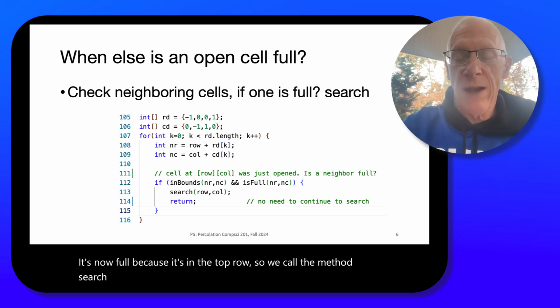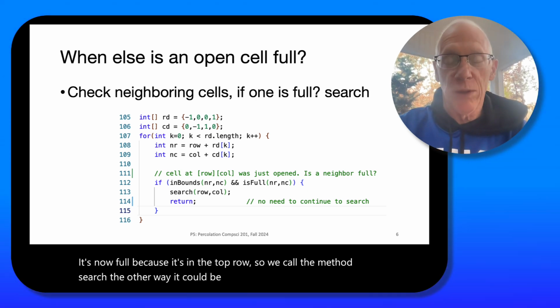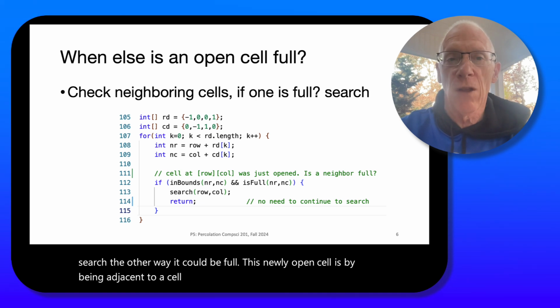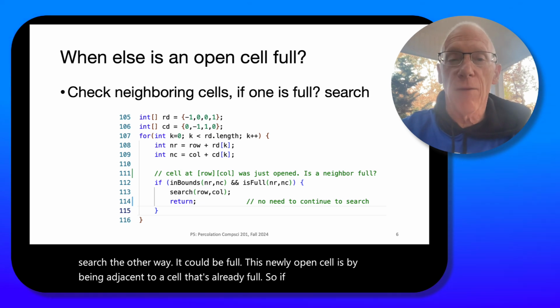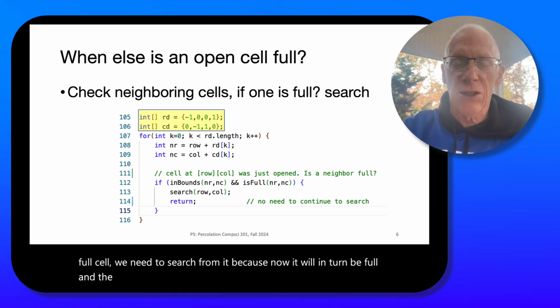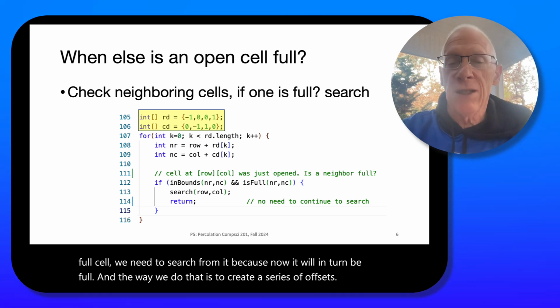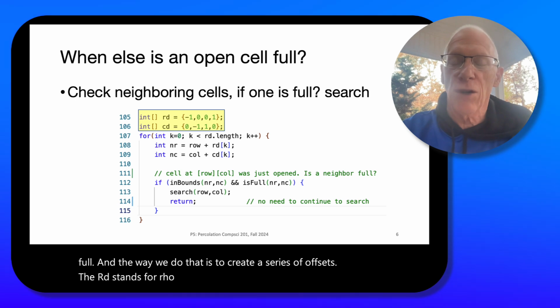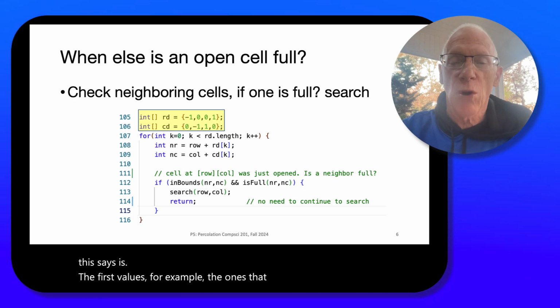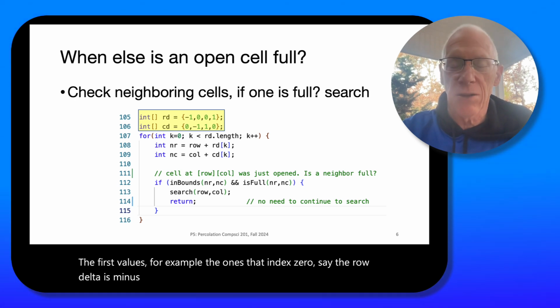The other way it could be full, this newly open cell, is by being adjacent to a cell that's already full. So if it's a neighbor of a full cell, we need to search from it because now it will in turn be full. And the way we do that is to create a series of offsets. The RD stands for row delta, CD stands for column delta, and what this says is the first values, for example, the ones at index 0, say the row delta is -1 and the column delta is 0.